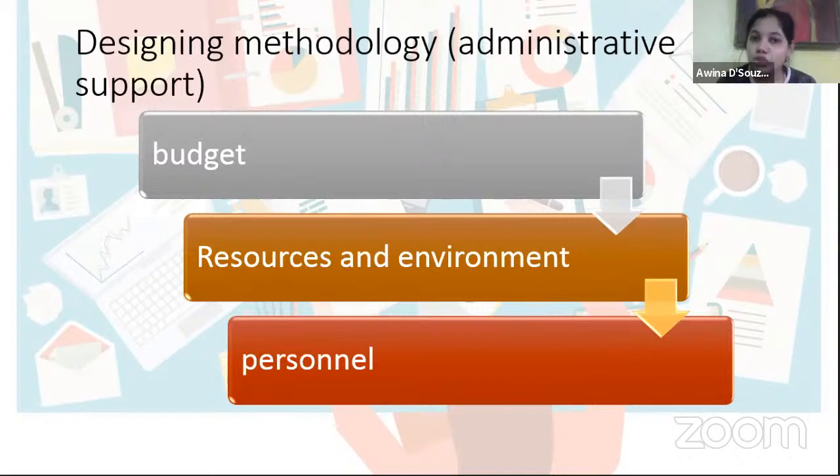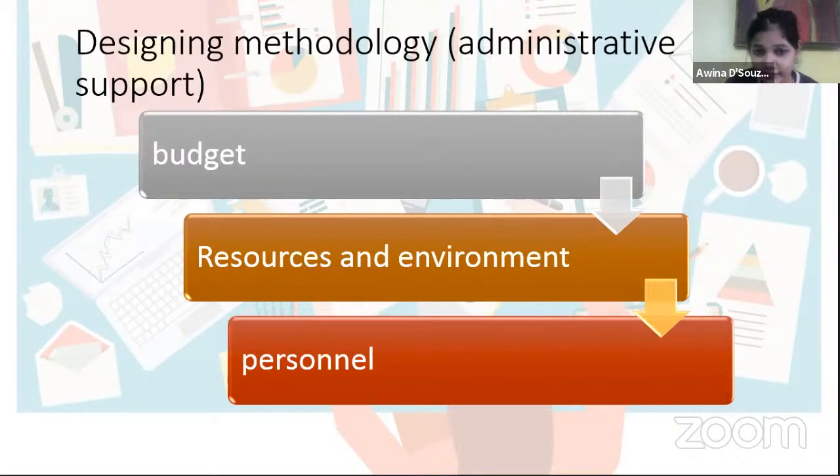You need to know about the budget. Your budget includes all kinds of things, like it could include your travel charges, your stationery charges, or the use of any other equipment charges. So all these things come into budget planning. You need to know proper budget planning, whether you've been funded or not. So it's all included in the budget when you are trying to design a methodology.